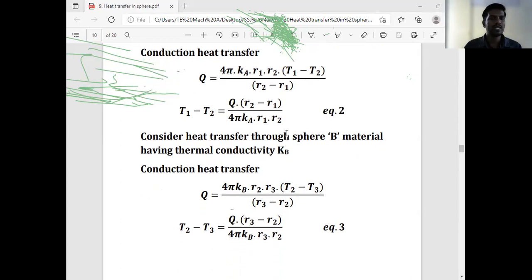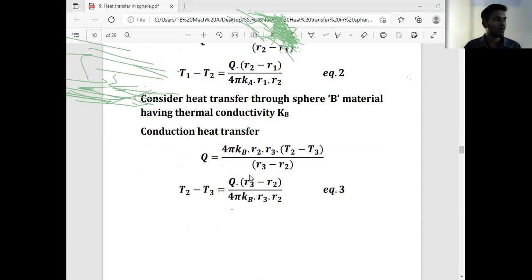Okay, so similarly we have to write down the equation for the layer B. What will come for layer B? 4 pi. What is the thermal conductivity of the layer B? That is Kb.